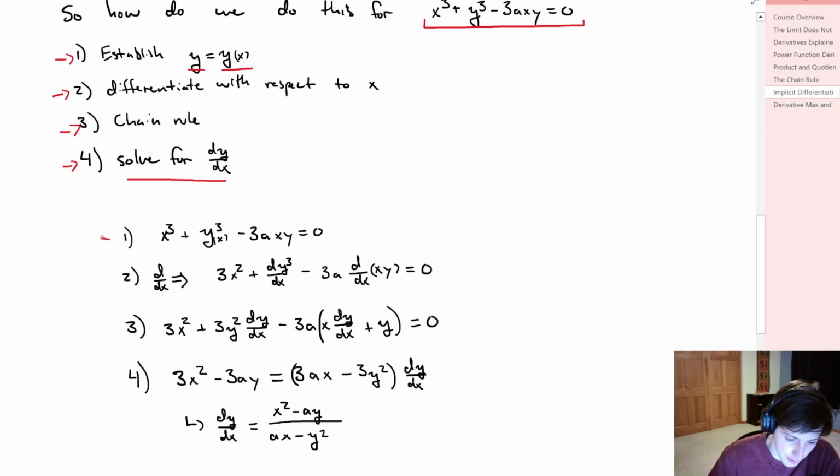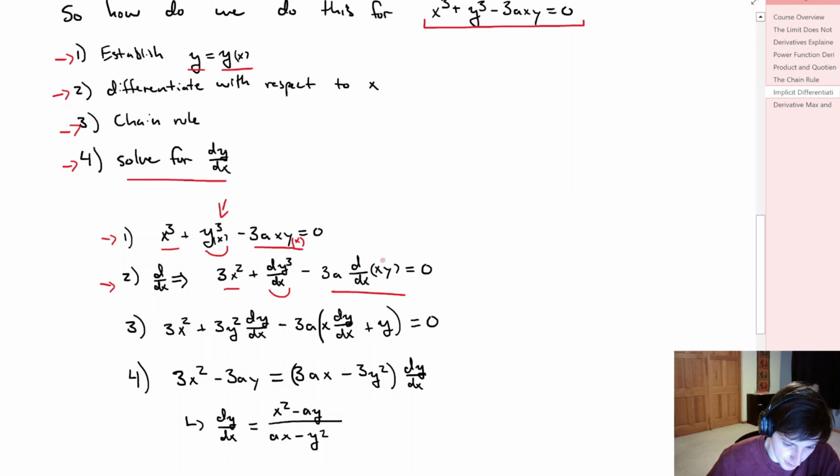Now sometimes this is easier said than done, so let's look at this equation and see what we do. So step 1 right here, we're just going to realize that y is a function of x. We could also realize that right here in the last term. Step 2, we're going to differentiate everything with respect to x. So we have the first term here, this second term here, and then this last term here.